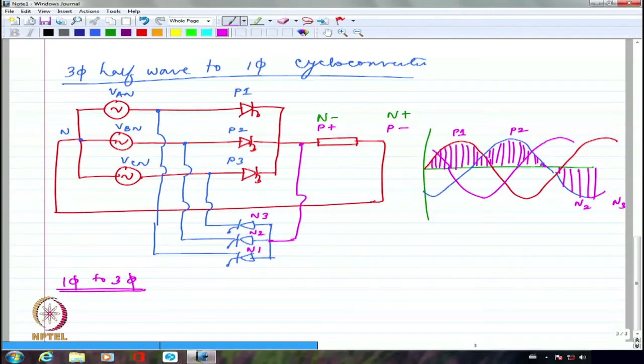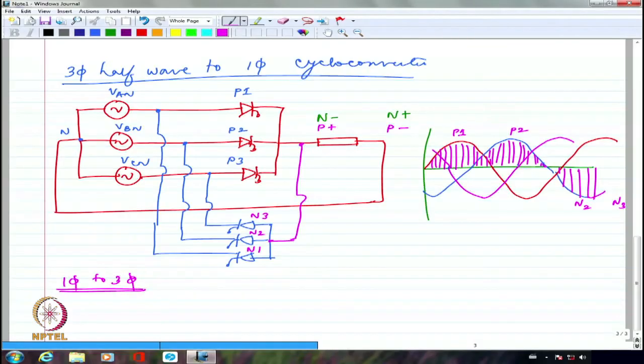Each of the phases should have independently one P converter and one N converter. So if I have 3 phases, I will have 3 P converters, 3 N converters. So I will have 8 multiplied by 3, which will be 24 devices. Cycloconverter uses really large number of devices.